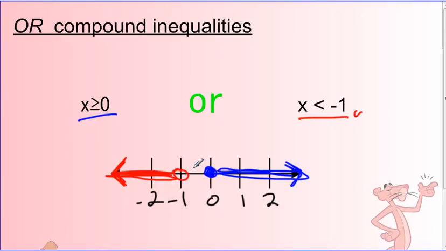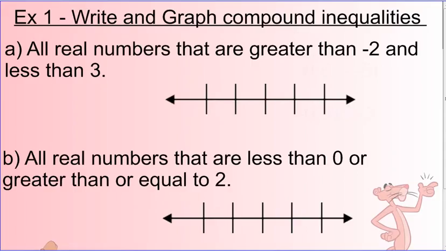So as we're solving today, we're going to see problems where we get solutions like these, and then we're going to have to graph them. Okay? So here it says, write and graph compound inequalities. All real numbers that are greater than negative 2 and less than 3. So let's think about that first. All numbers that are bigger than negative 2, greater than negative 2, and less than 3, numbers less than 3.